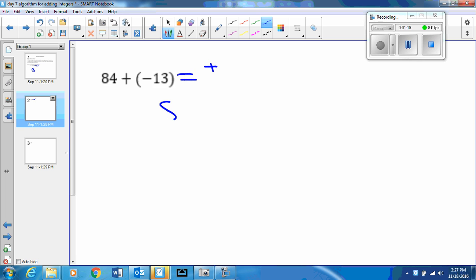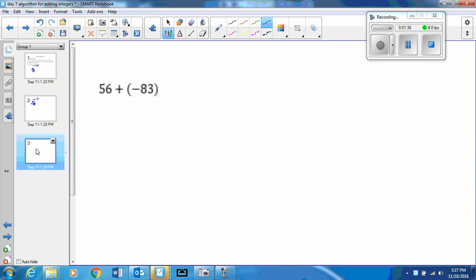Now below it, I'm going to show that I'm subtracting the absolute values. You put the higher absolute value first, the lower absolute value second. When I subtract, I get 71. And now up at the original, my final answer would be positive 71.